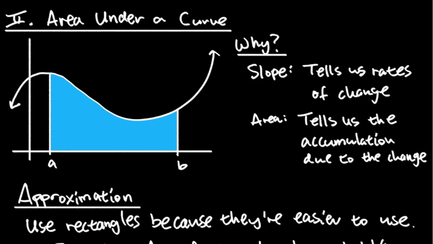So in a physical sense, what that means is if we're looking at, let's say, speed of a car, speed is a rate, which is a slope. It is the slope of the position function, actually. And if you find the area under the velocity curve, what that tells you is how much distance you covered as a result of the change that you had.